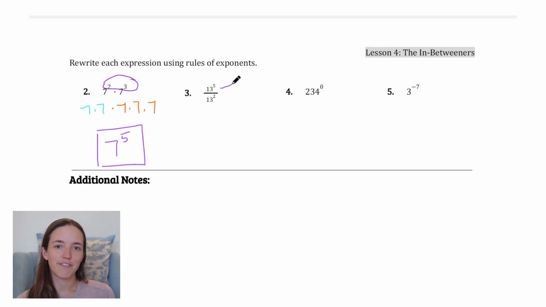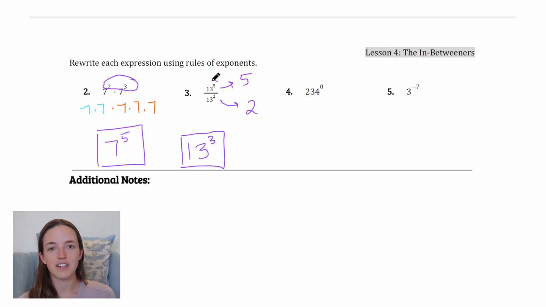Next one, I'm not going to write this all out. You can imagine there are 5 13s on the top of the fraction, 2 13s on the bottom of the fraction. 2 sets of 13s are going to cancel out. That leaves us with 3 13s. The shortcut when we're dividing is to take the top exponent minus the bottom exponent, so 5 minus 2.